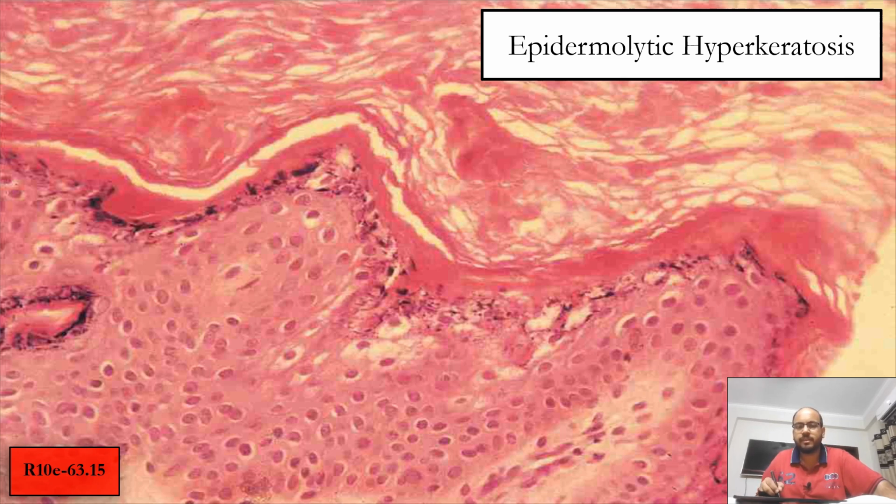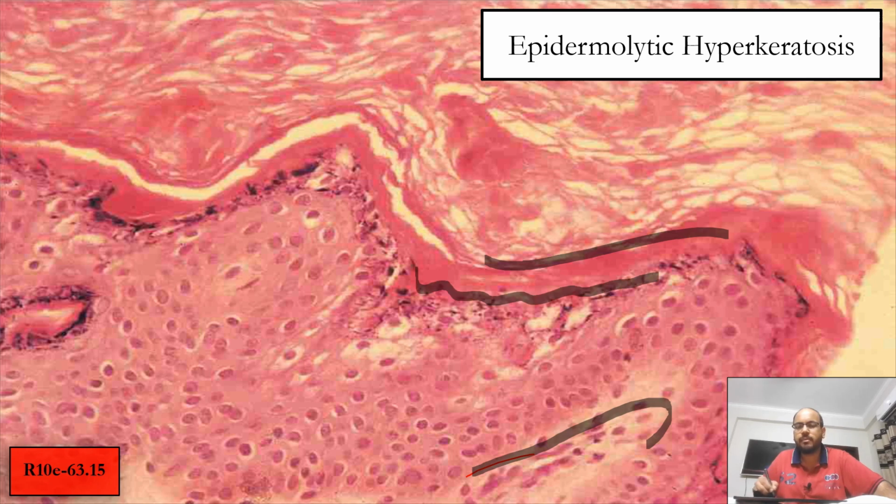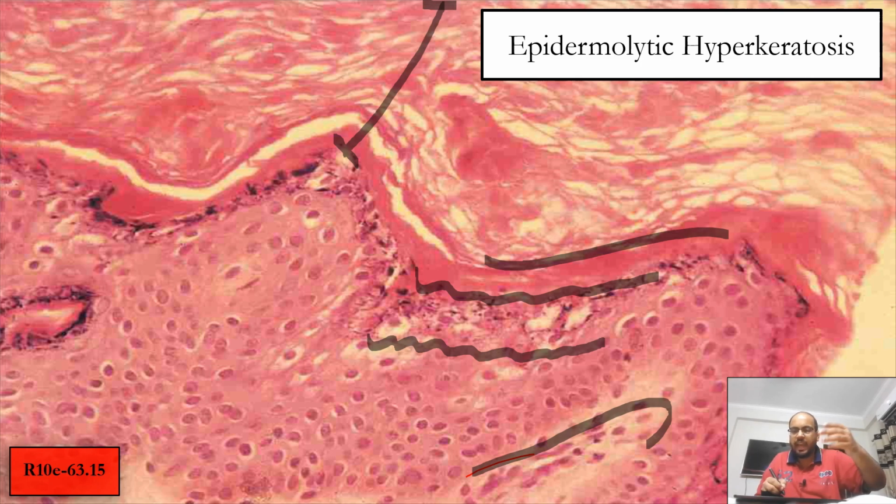Now, this is a biopsy picture that I've taken from Rook's, and you can see the split within the epidermis in the upper layer. This is the basal layer, and this is the corneal layer, and you can see the split happening in between these wavy lines. And you can also see the hyperkeratosis. So epidermolytic, epidermis is splitting, and hyperkeratosis. So epidermolytic hyperkeratosis is the biopsy picture in epidermolytic ichthyosis. Clear? Let's move forward.